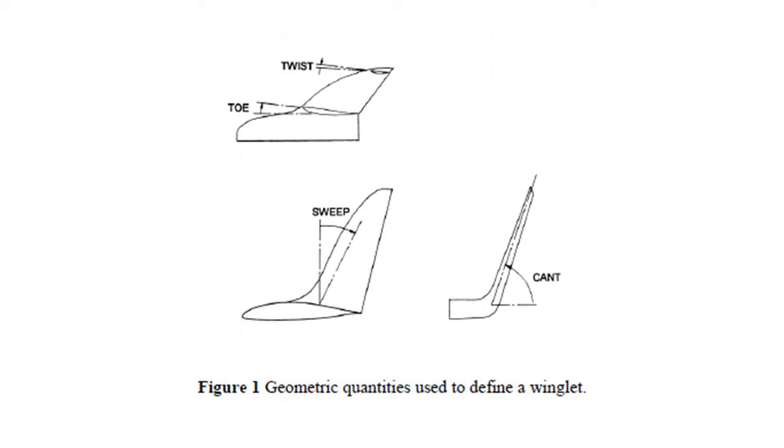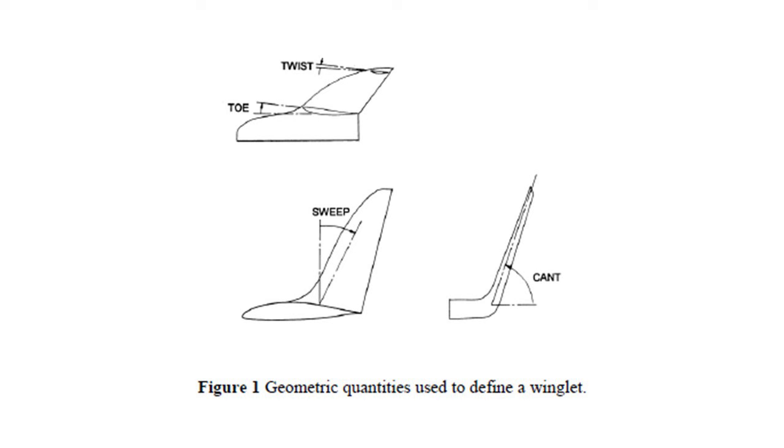The winglet twist is just like wing twist and describes the variation of the angle of attack along the span of the winglet. This can also be played with to improve the wing's lift distribution by reducing the strength of the vortices again. Sweep in a winglet is measured just like wing sweep and has similar effects. At higher speeds, just like wing sweep does, winglet sweep can reduce wave drag.